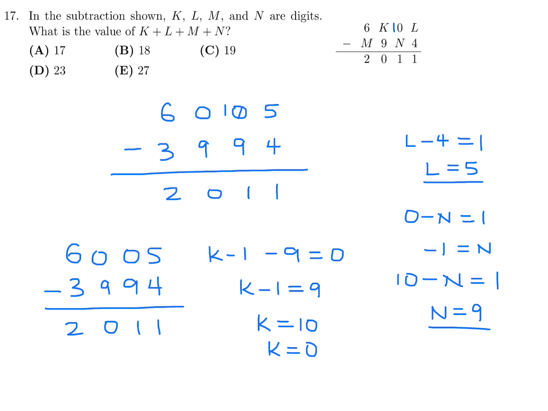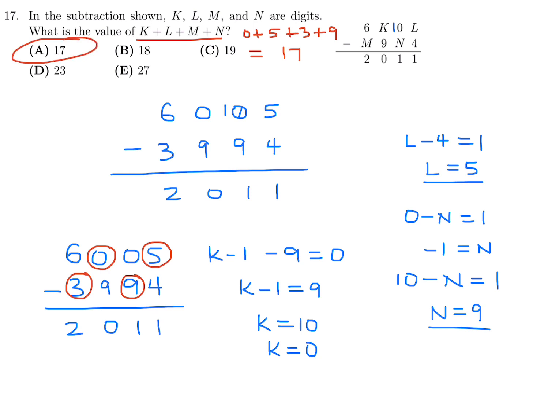So now we are responsible for the addition of K, L, M, N. Well, this is K, L, M, and N. So K, L, M, N is going to be 0 plus 5 plus 3 plus 9. And that is 8 plus 9, which is 17. So number 17, the answer is 17, and that is choice A.